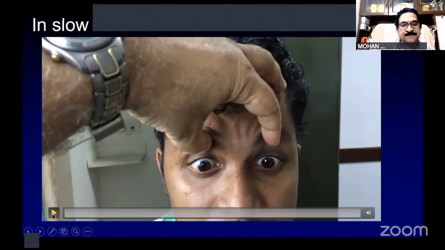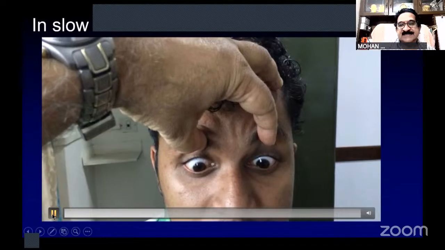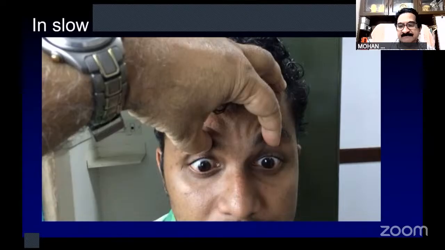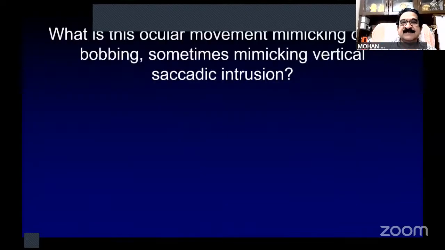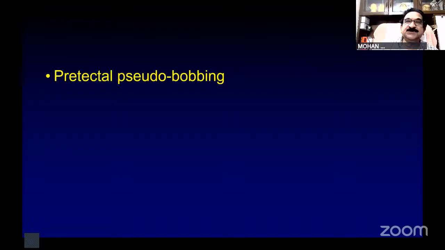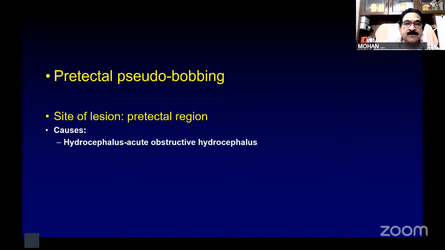He is conscious otherwise. So this is in slow motion. This is the second patient. It goes down and in, see, down and inward. And this is mimicking vertical saccadic intrusion like an opsoclonus, but only confined to the vertical direction. This is called pretectal pseudobobbing. This is usually seen in acute hydrocephalus, where the suprapineal recess impinges on the pretectal plate, causing this abnormality. The lesion is in the pretectal region. It causes hydrocephalus, usually acute obstructive hydrocephalus.